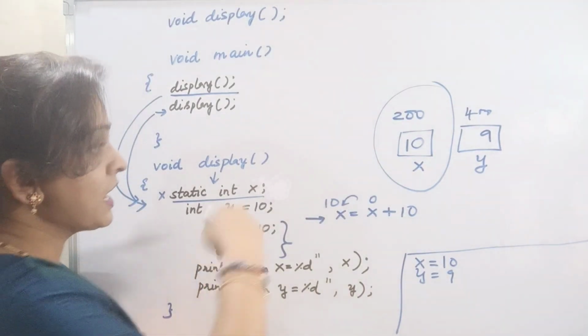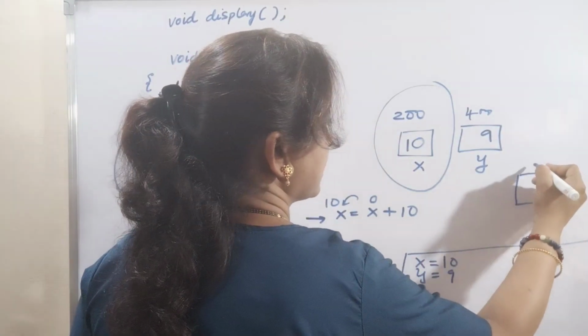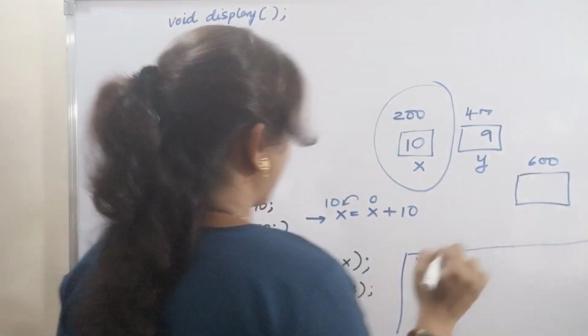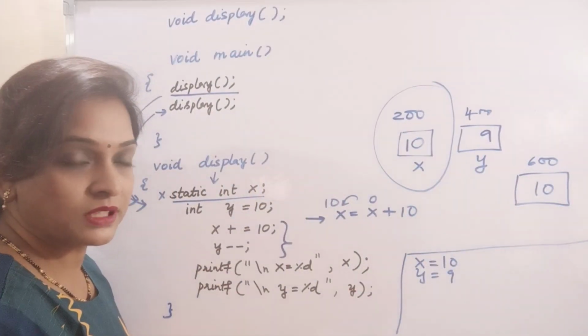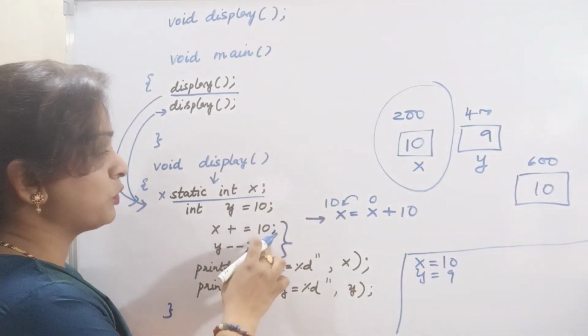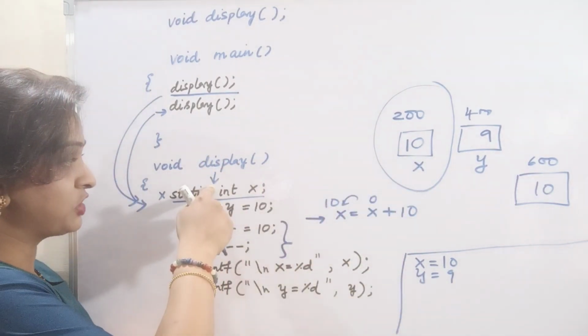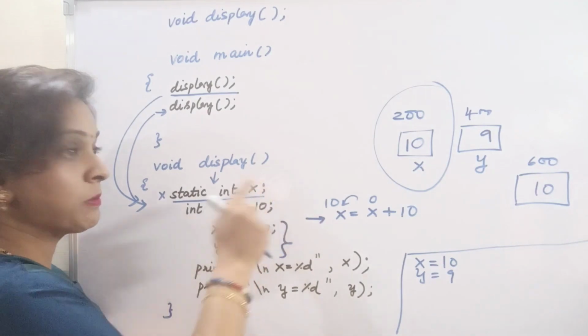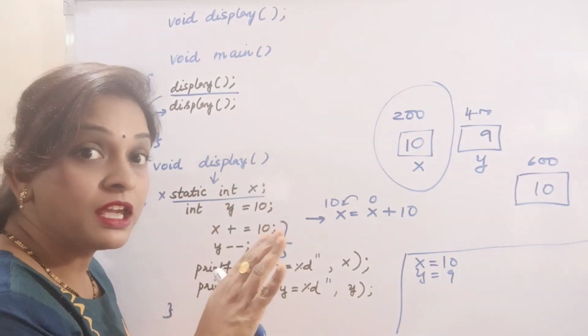But for y, I get a new location. Say, for example, I get a new location at 600, and the value of y will be 10 there. Then I say x plus equal to 10. X is not reinitialized. As soon as the compiler enters this block, this statement will be skipped because it is a static variable, and a static variable will not be reinitialized.